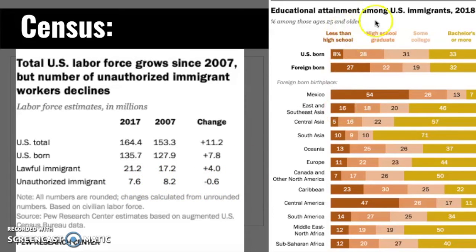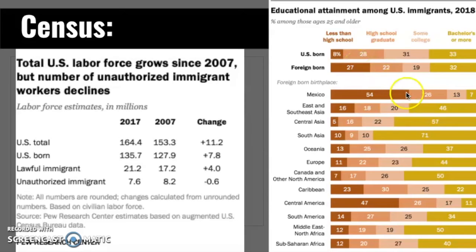Here's educational attainment among the U.S. immigrants. So you can check out the U.S. born. So 8% less than high school. We looked at this before, by the way. 28% high school degree, some college, and then bachelor degree or more. So you can see the foreign born. It actually stacks up with college degrees pretty well. However, the one with less than high school is much higher too.